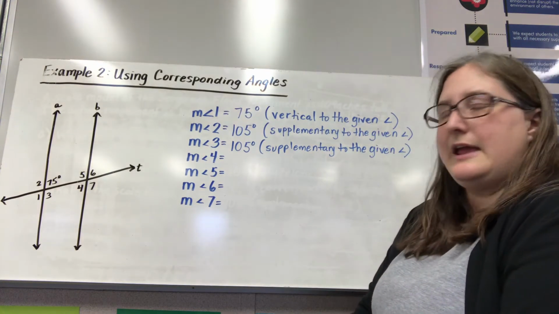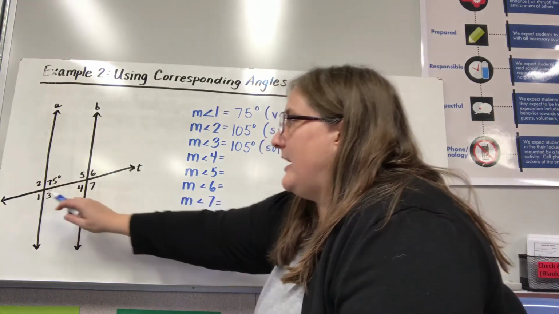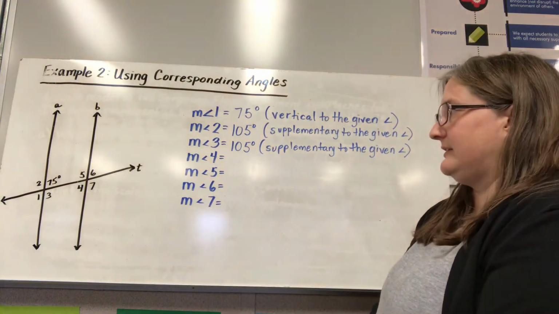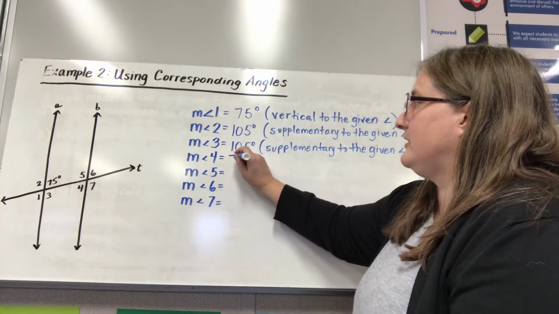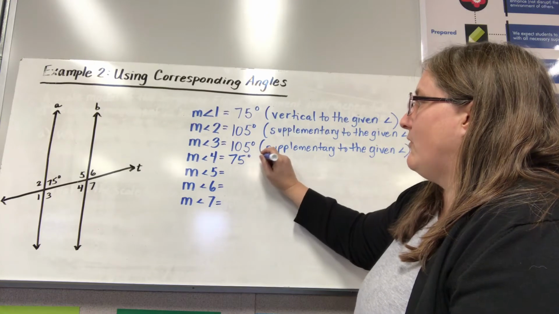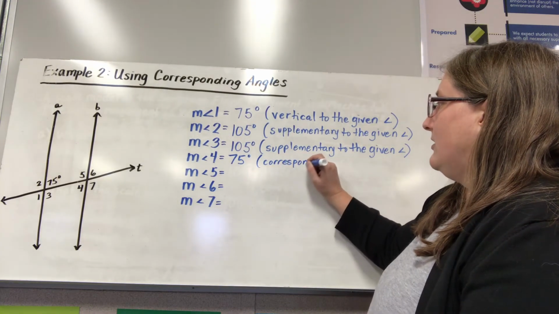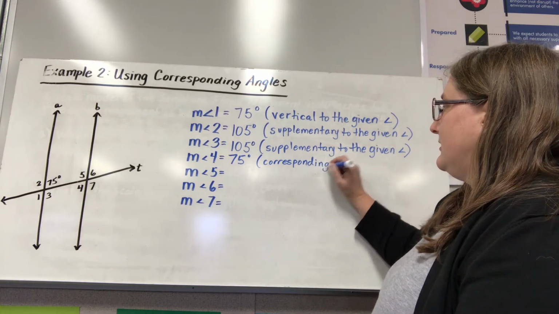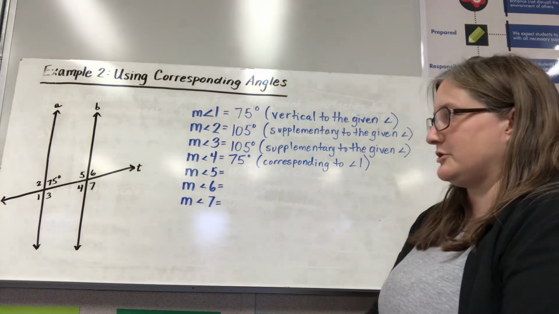Now I'm trying to find angle 4. Well, I noticed that angle 1 is in the bottom left, and so is angle 4 in its set, so they're going to have the same measure. So if I go back to angle 1, it was 75 degrees. So is angle 4. I know that because it's a corresponding angle with angle 1. So they're going to have the same measure.